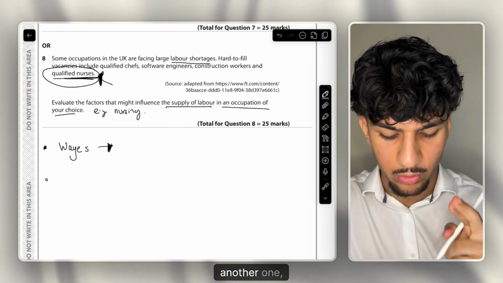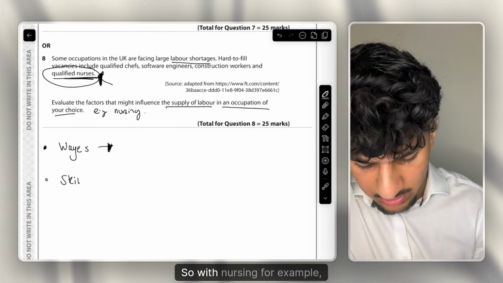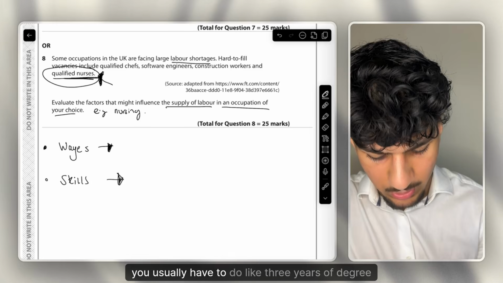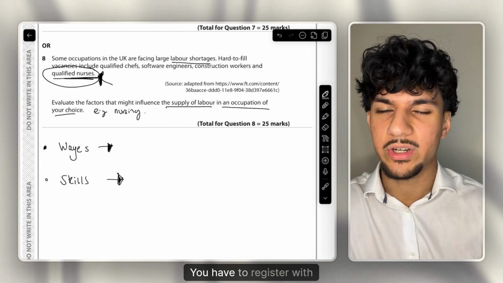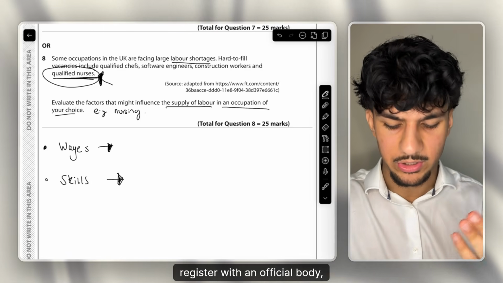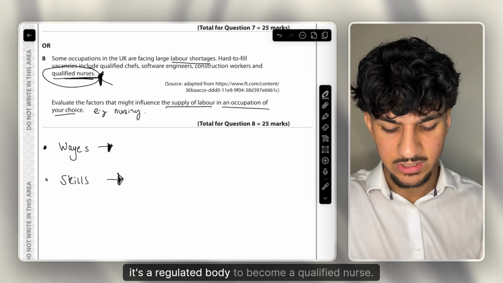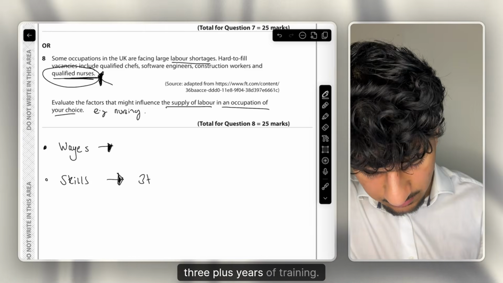And with nursing, another factor that affects supply of labour is definitely skills. So with nursing, for example, you usually have to do like 3 years of degree level or just a degree to get into nursing. You have to register with the equivalent of the GMC, so you have to register with an official body. It's a regulated body to become a qualified nurse. So this, like I said, 3+ years of training.